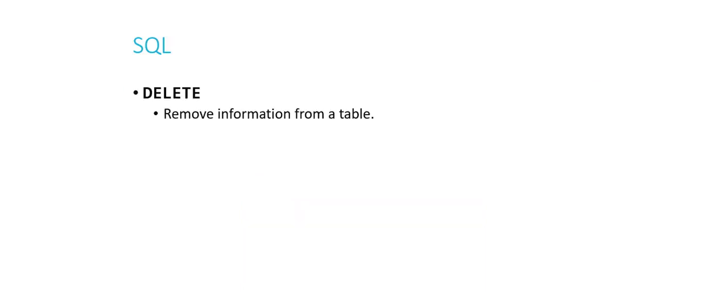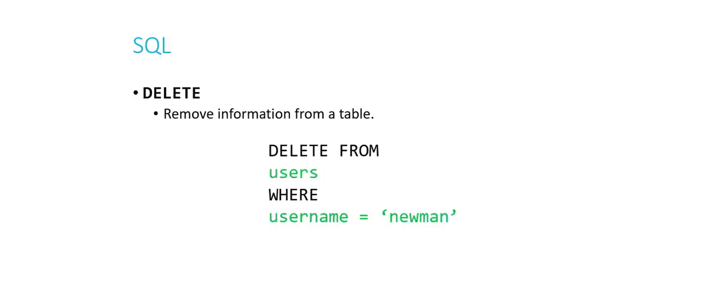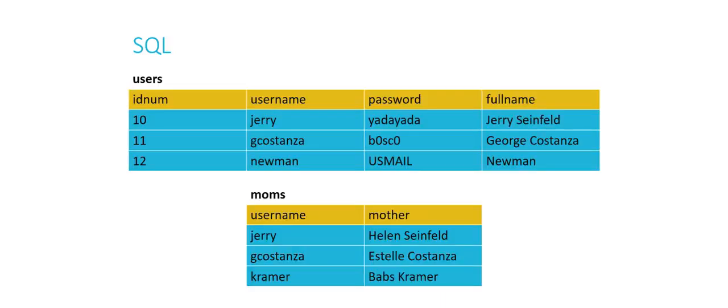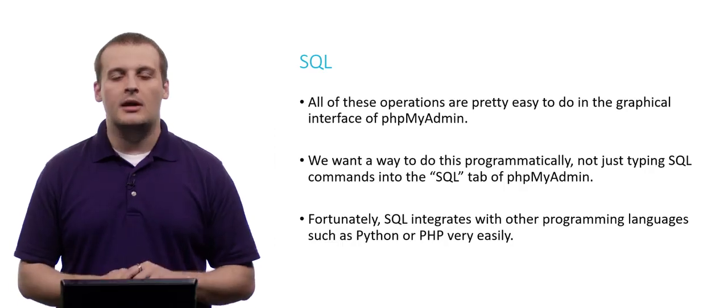And the fourth and final operation that we do in SQL most commonly is DELETE, which strikes or completely removes information from a table. The basic framework looks something like this: DELETE FROM some table WHERE predicate, or again, where some condition is satisfied. So for example, we might want to DELETE FROM our users table WHERE username = Newman. Now if we did that, and this was our table to start with, you can probably guess what's going to happen. After that query executes, the row whose username is Newman is no longer in our table.